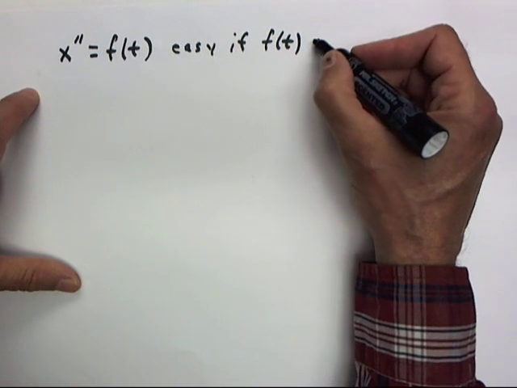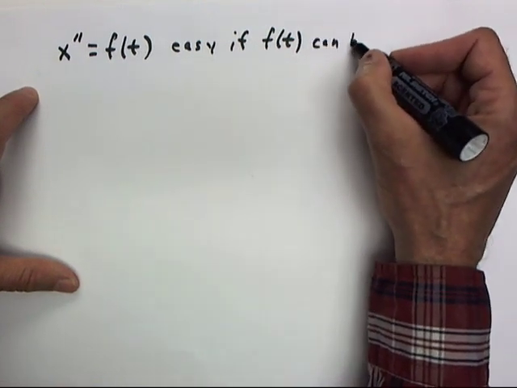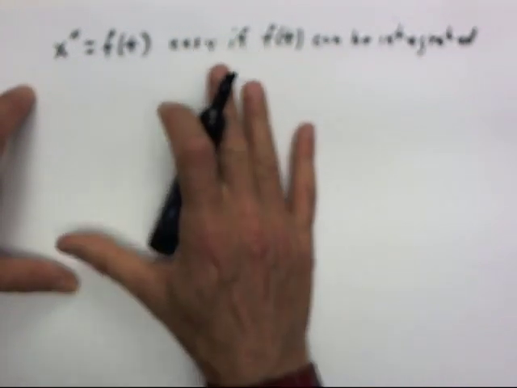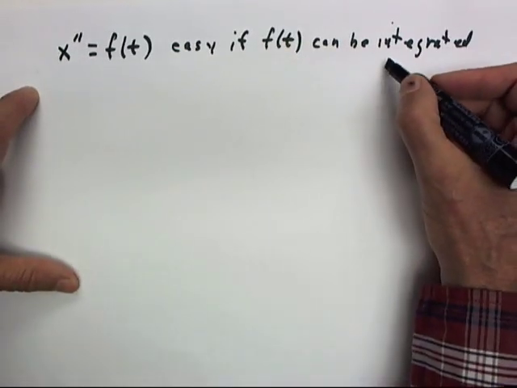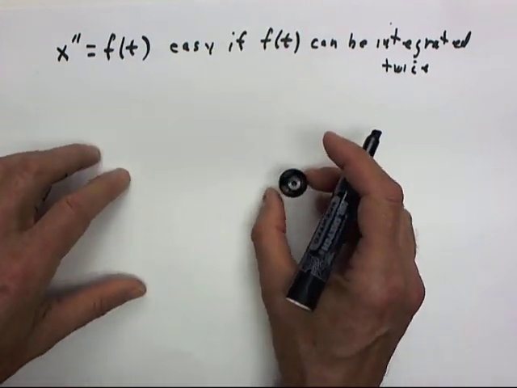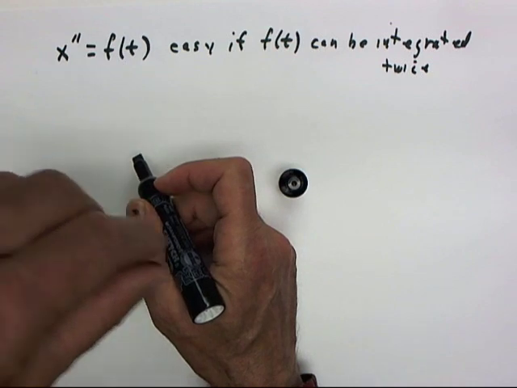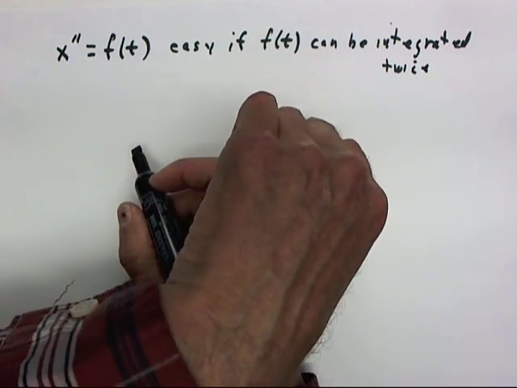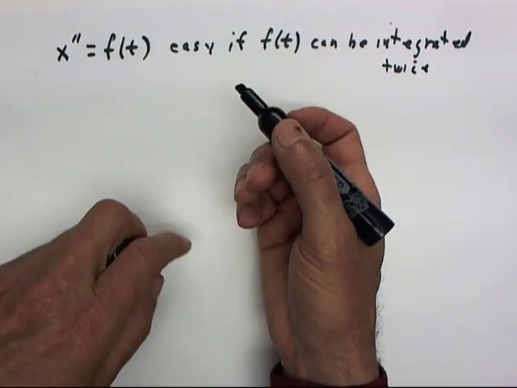it's easy if f of t can be integrated, and I think we're out of focus again. Okay. Twice. I guess we have to keep something in the center of the screen here. We'll try to redo this at some point. I would think that my moving hand would keep this thing in focus, but it doesn't seem to do that.